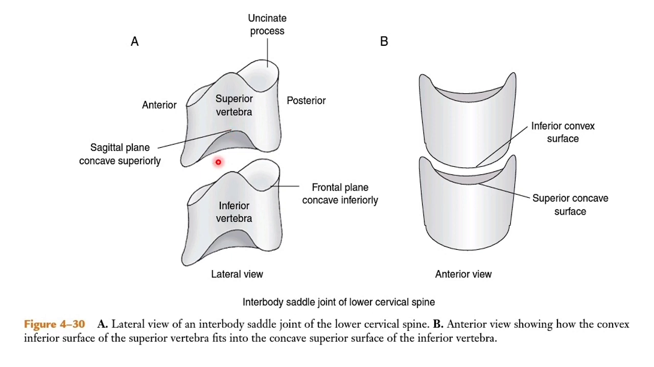So in the sagittal view, we are able to see the inferior surface of the superior vertebra that is concave, and the superior surface of the inferior vertebra will be convex. Similarly, in the anterior view or the posterior view, the frontal view, we are able to see the inferior surface of the superior vertebra is convex and the superior surface of the inferior vertebra will be concave.